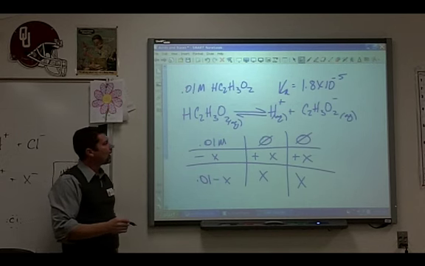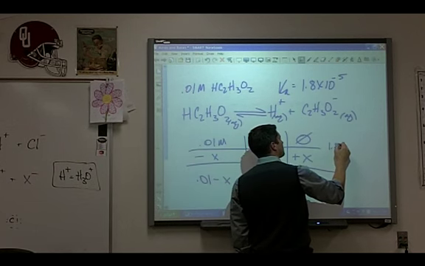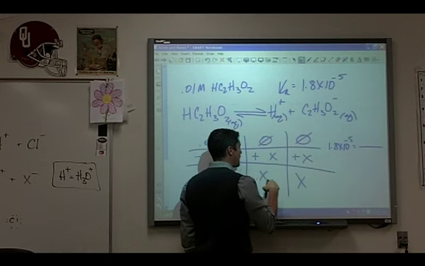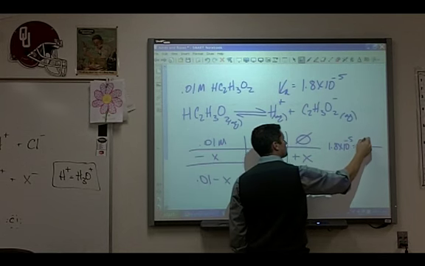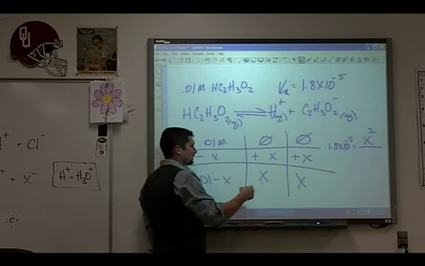Okay? Alright, well I've got my Ka value. It's 1.8 times 10 to the negative fifth, and it equals my products over the reactants.